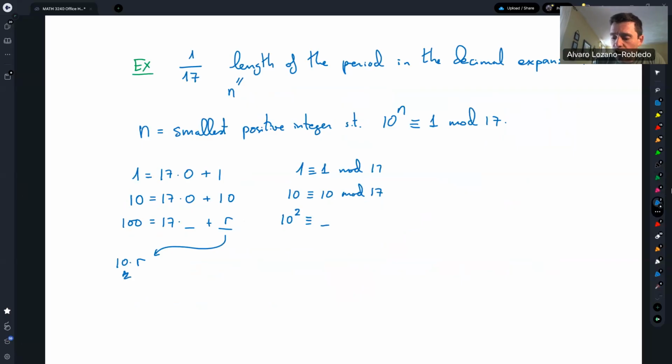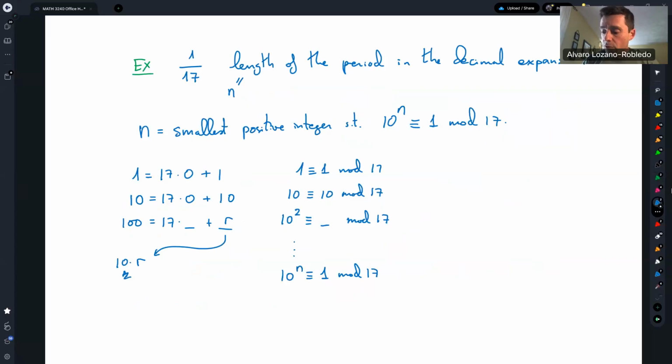When am I going to see a power of 10 to be 1 again? So when is it going to be that 10 to the n is 1? Whenever I get a 1 here, then the cycle is going to start again, and that's going to be the length of the period. So maybe we can try to figure out the first time that happens.